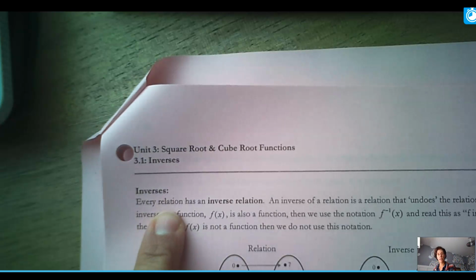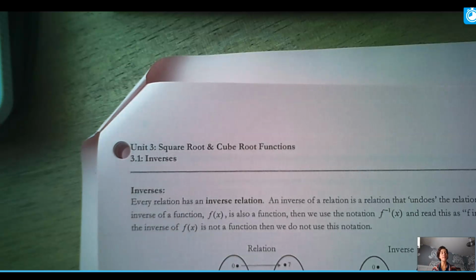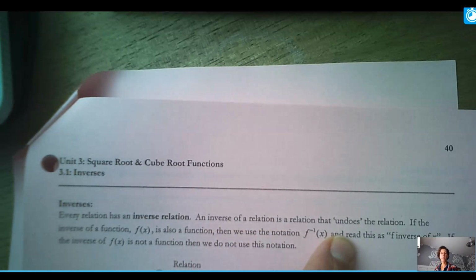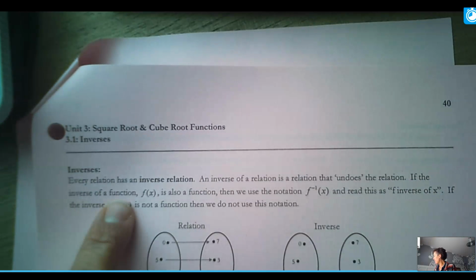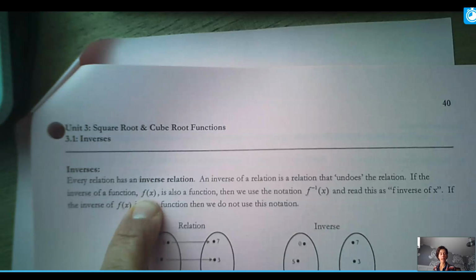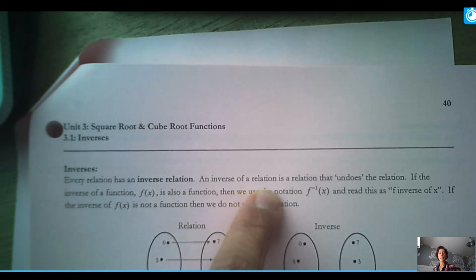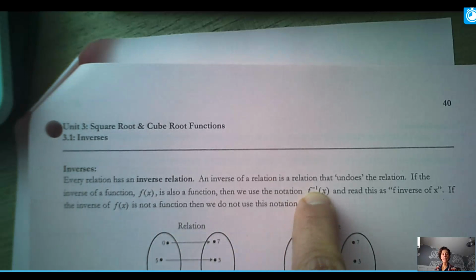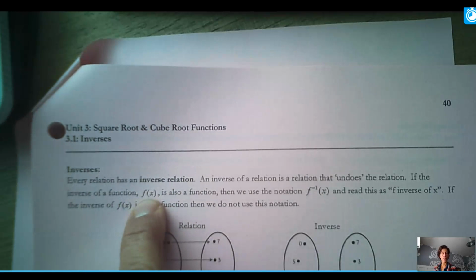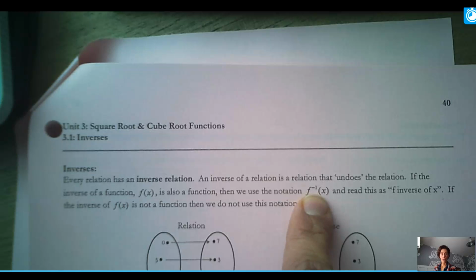Every relation, every set of data, x and y points, has an inverse relation. An inverse of a relation is a relation that just undoes the relation, like multiplying undoes division and adding undoes subtraction. If the inverse of a function, which we call f of x, is also a function, then instead of using f of x, we write it with this little -1 that looks like an exponent. But it just means if f of x is the function, then this is the inverse of that function.